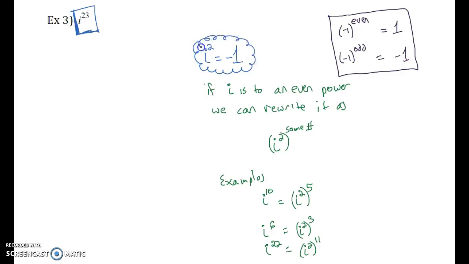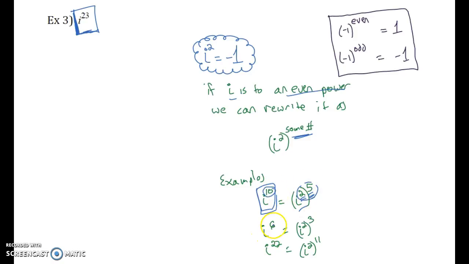The next thing I want to explain is, if I can write i to an even power, then I can always write that as i squared to some other number. Here's what I mean by that. For example, if I have i to the 10th, I can rewrite it as i squared to the 5th, because if we have a power to a power, we multiply those powers together. So as long as this power is even, I can break it up like that.